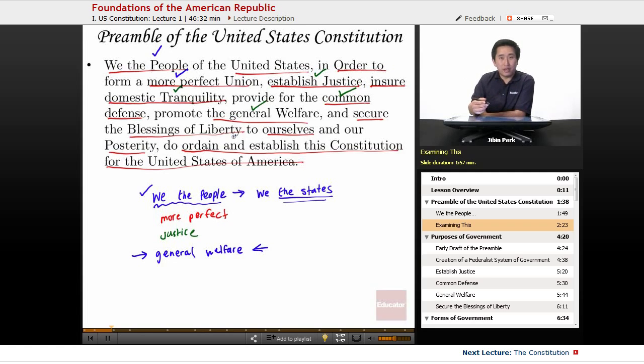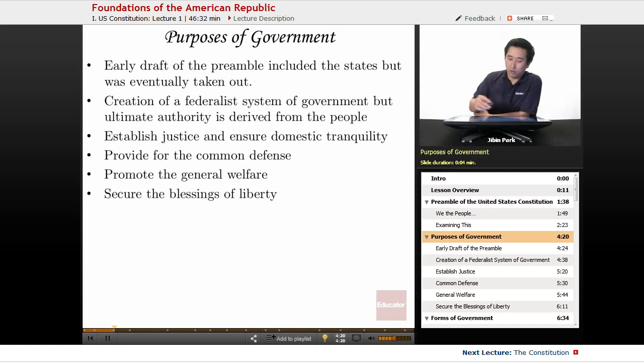It's a matter of interpretation, and that's the beauty of politics, being able to interpret what the proper role of the federal government is, and secure the blessings of liberty to ourselves and our posterity. Do ordain and establish this Constitution for the United States of America. So the preamble basically sets the grounds of what the purpose of the Constitution is, and we can analyze it even a little bit more here.